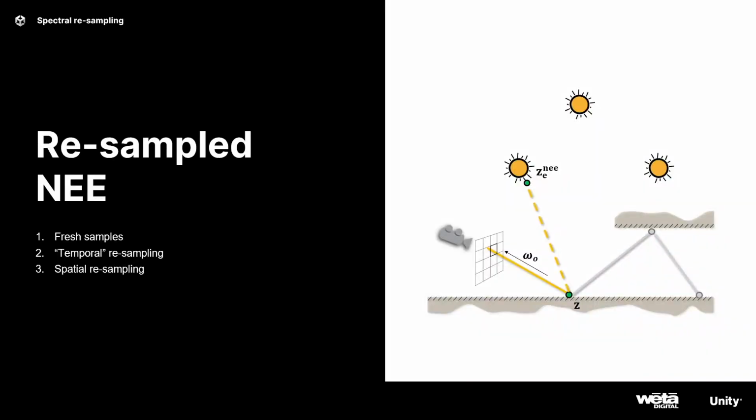So now let's look at how we generate those resampled next event estimation points. We use 3 steps, similarly as in previous work. That is, in the first step we generate some fresh samples, which we will then merge into the current so-called reservoir that is associated with the pixel through which we trace the path.